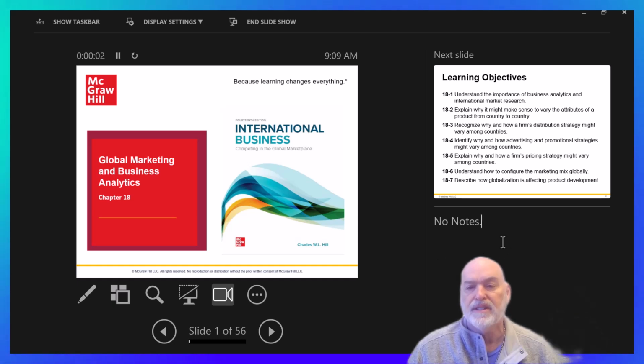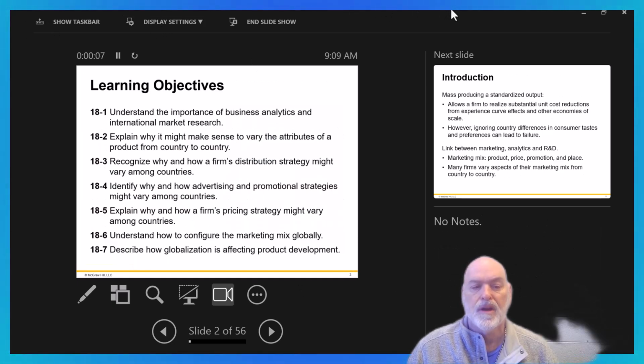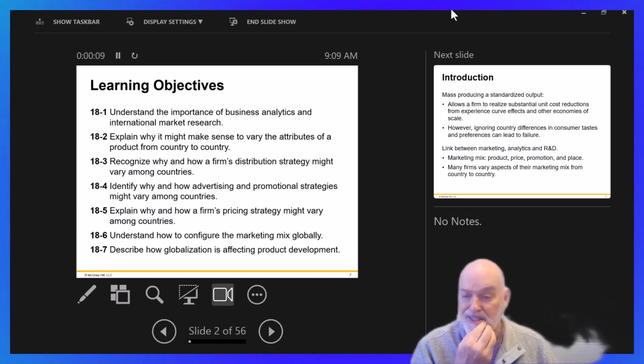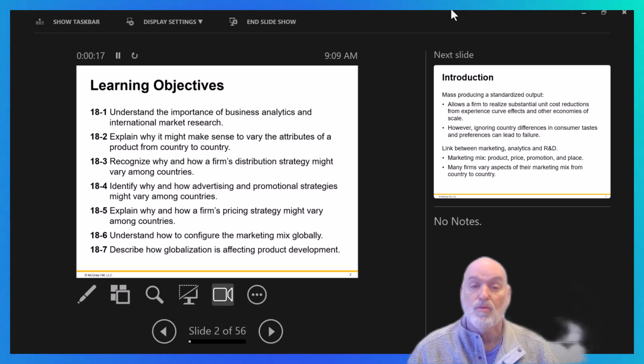Our learning objectives: understand the importance of business analytics and international market research. Explain why it might make sense to vary the attributes of a product from country to country. Recognize why and how a firm's distribution strategy might vary among countries.